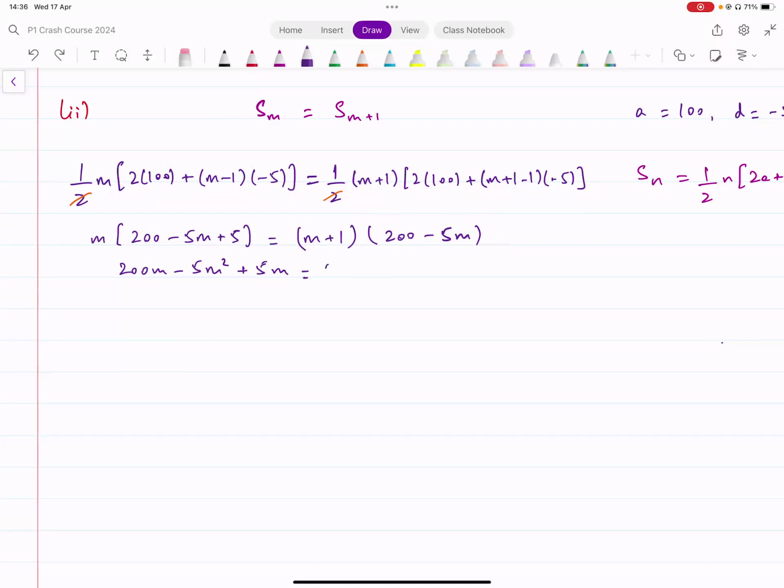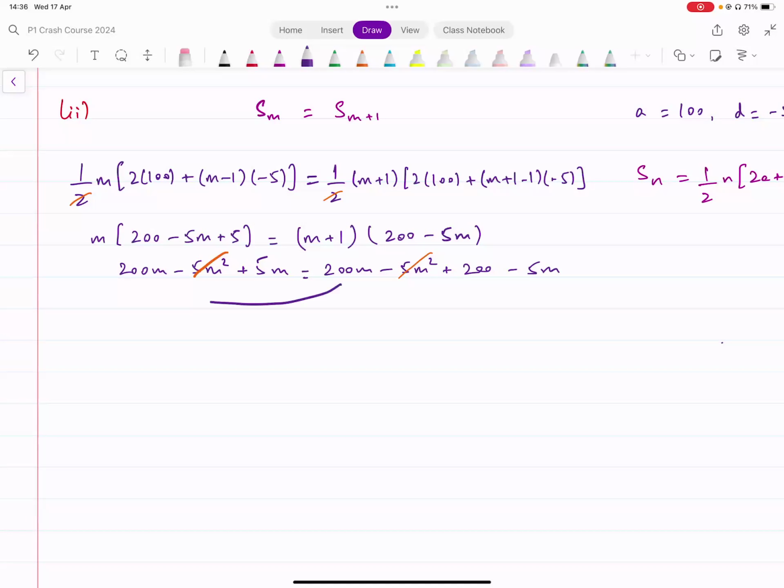What does that give us? 200m minus 5m squared plus 200 minus 5m. Take everything to one side. You would see that these two would get cancelled, and we're going to be left with 200m plus 5m, that's 205m.